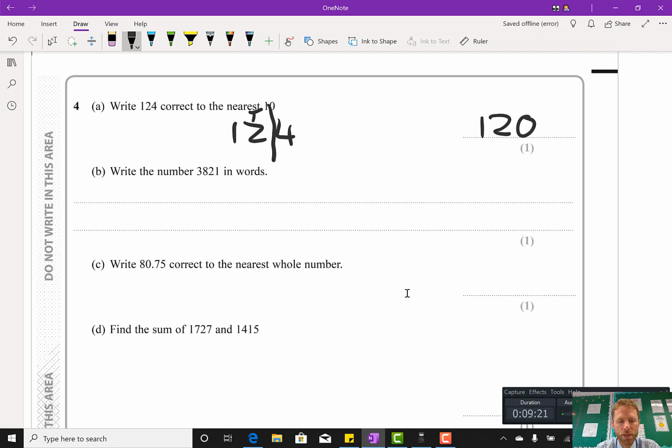Write the number 3,821 in words. Well, fairly simple, as I've just said it, and it's always a good thing to do is to say that in your head during the exam. Don't say it out loud, people don't like that.